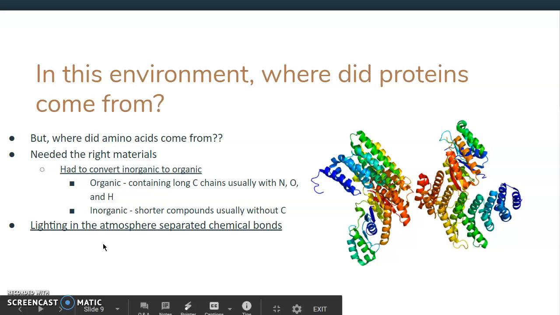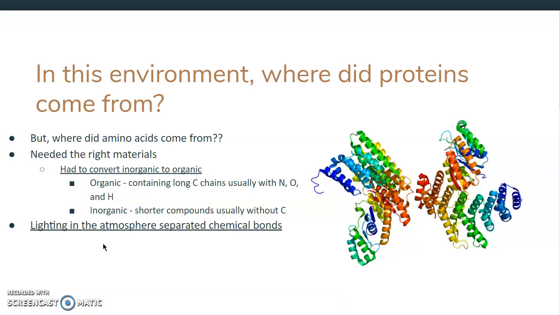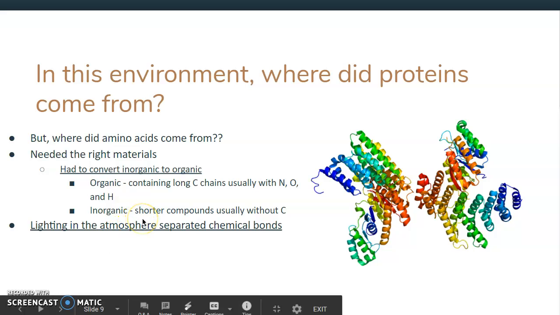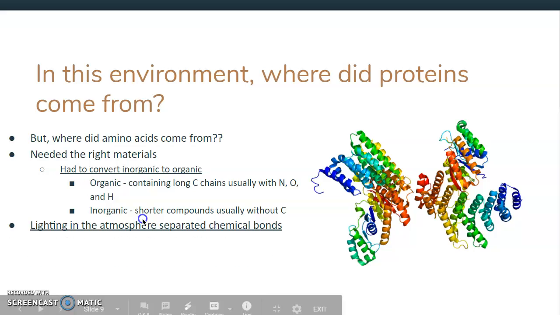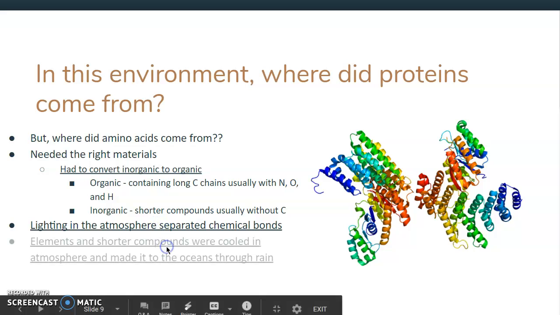It is thought that lightning in the atmosphere had separated some of these inorganic chemical bonds. Now, you guys, I believe, learned last year that chemical bonds contain a lot of energy. So it would take something as strong as a lightning strike to remove those bonds, to break those bonds from the atoms. So we need a lot of energy.